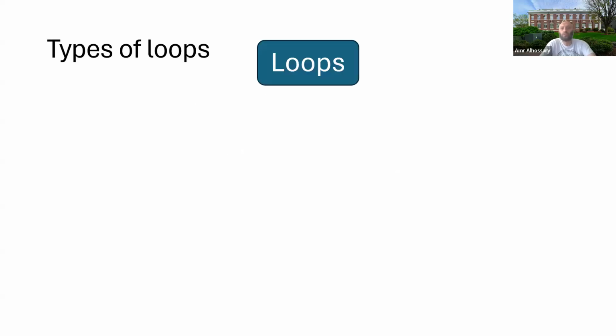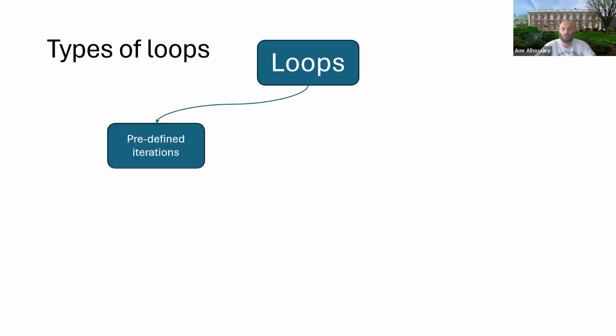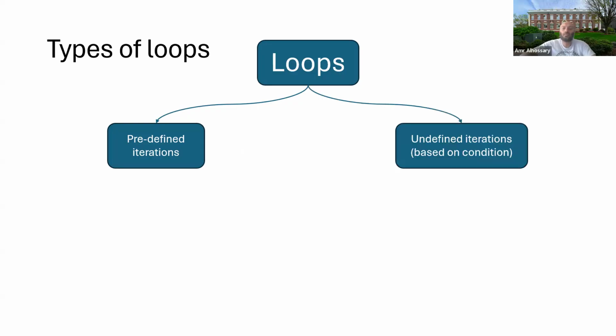And there are two types of loops. If you understand that, then the whole loops will be a piece of cake. First type is for predefined iterations, loops for predefined iterations. And second is for an undefined number of iterations, and this is based on a condition. Let me give you simple examples before we explain more. If I ask you to count the numbers from 1 to 10, is this a predefined number of iterations or not?